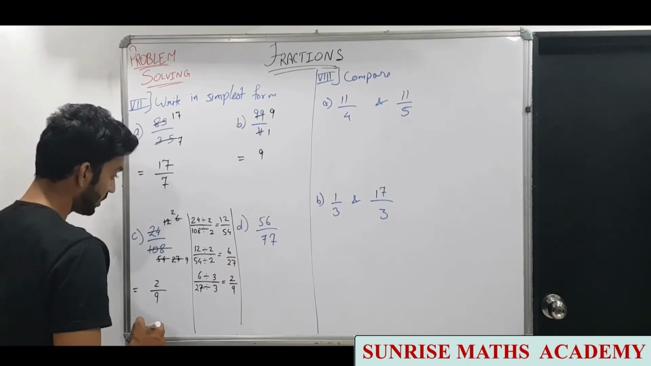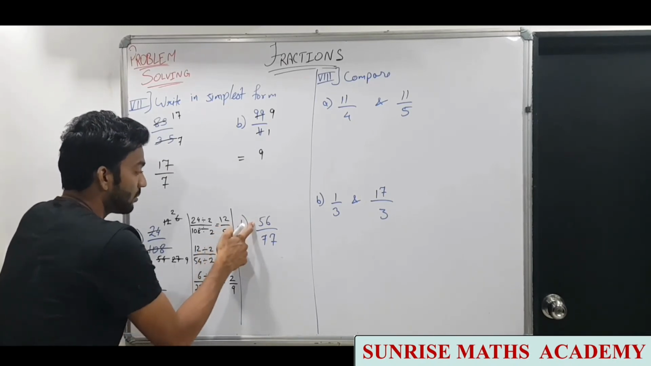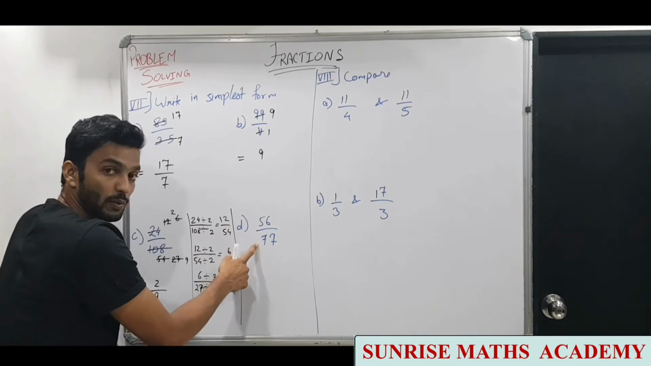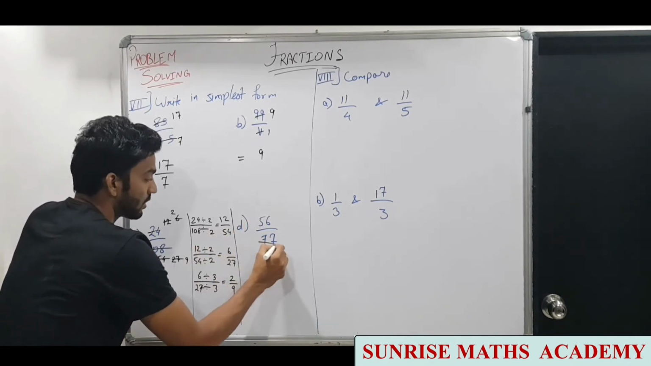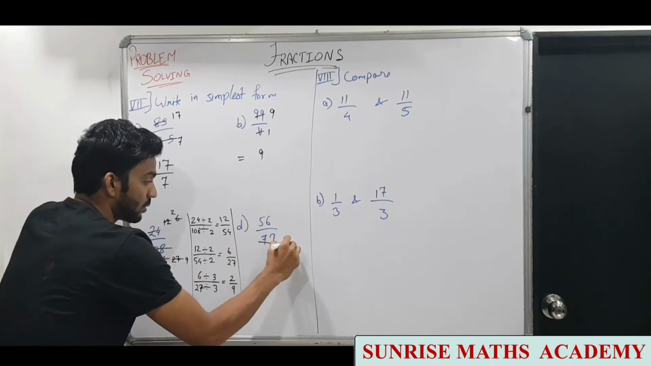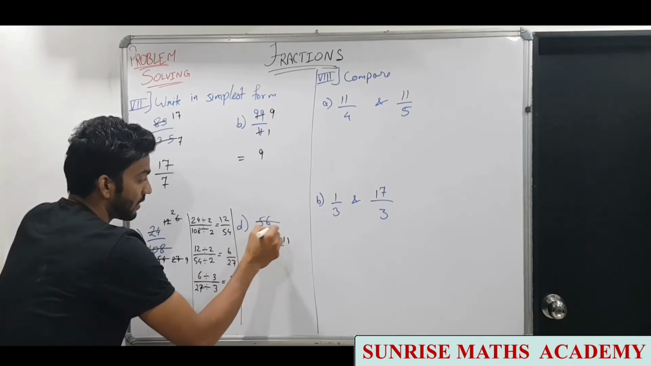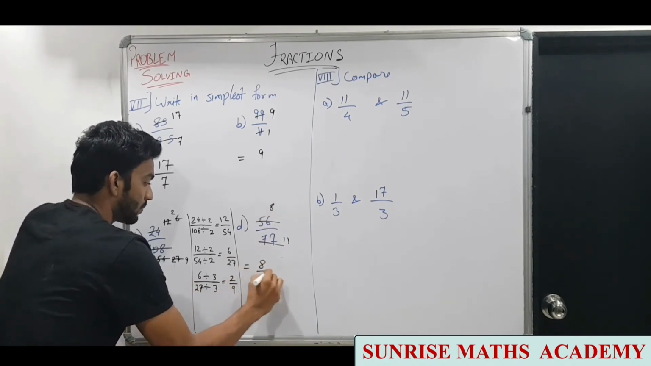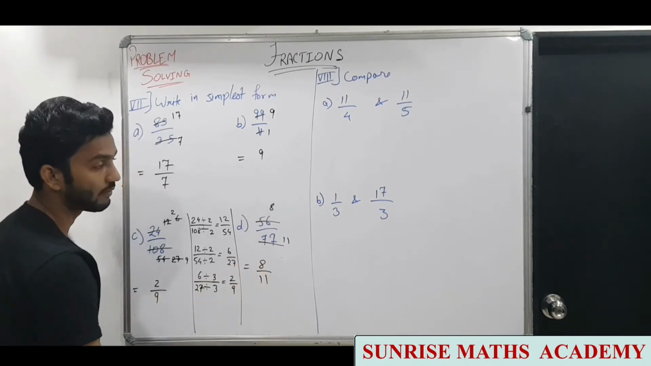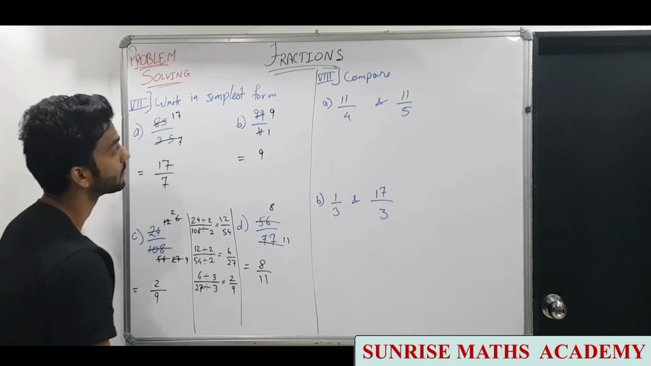56 and 77. So this can be divided by 2, but this cannot be divided by 2. This is divisible by 7, this is also divisible by 7. So 7 1s are 7, 7 11s are 77, and 7 8s are 56. So we have 8 upon 11. Now 8 and 11 HCF is 1.